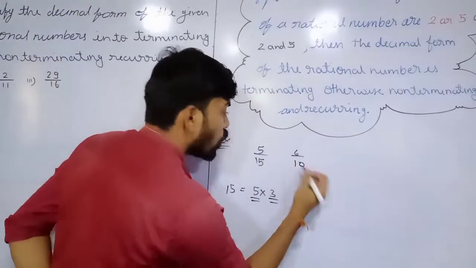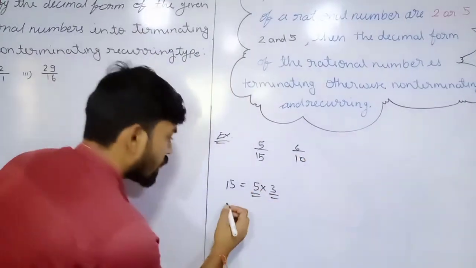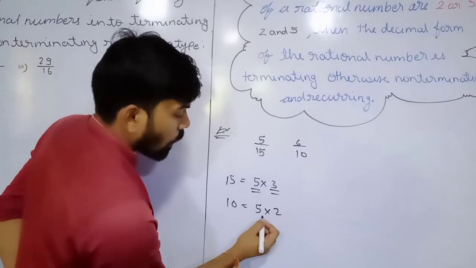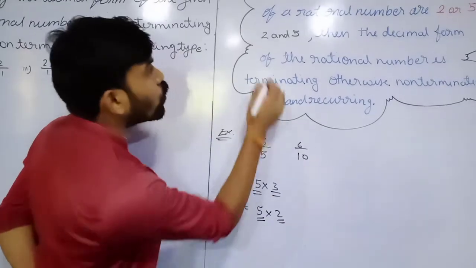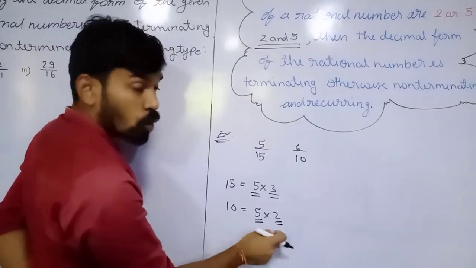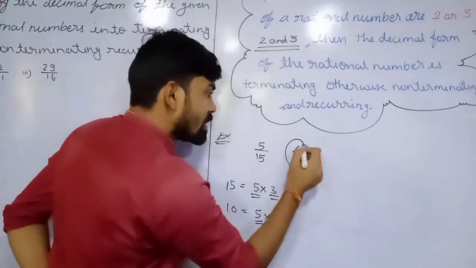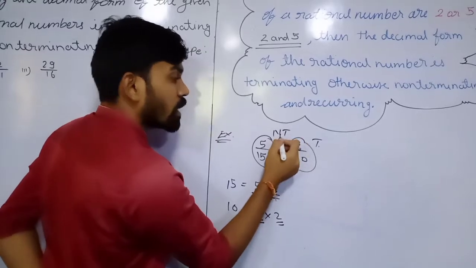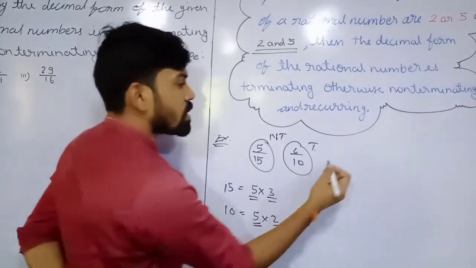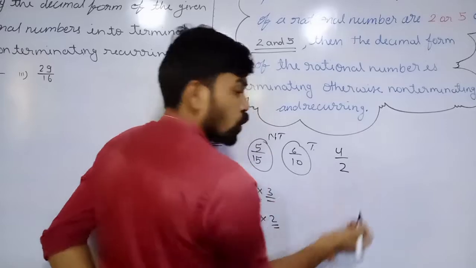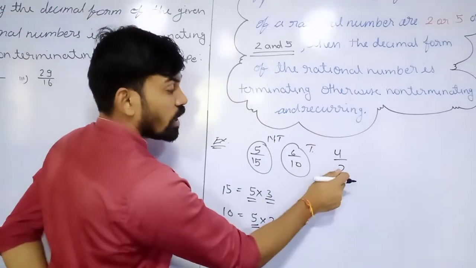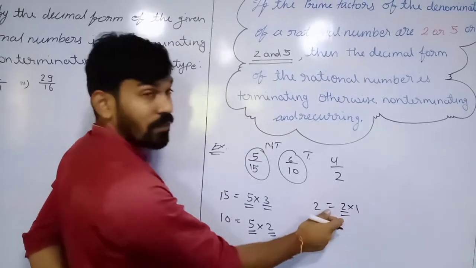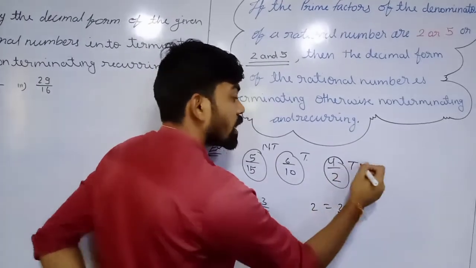Suppose here we have 6 upon 10. The denominator is 10. 10 is equal to the prime factors 5 into 2. We have 5 and 2 as prime factors, meaning it is terminating. And this one is non-terminating. Or we can say 4 upon 2. In this one also we have 2, so 2 is equal to 2 into 1, meaning we have the prime factor 2. So this is also called terminating.